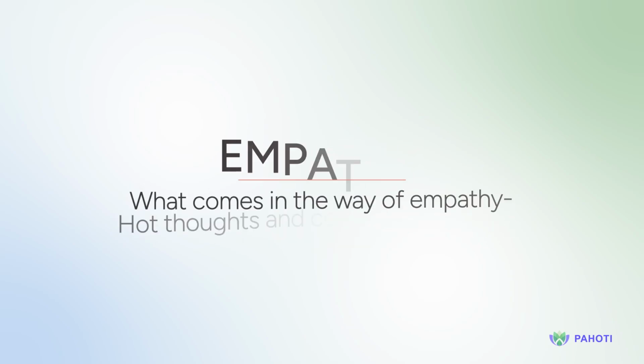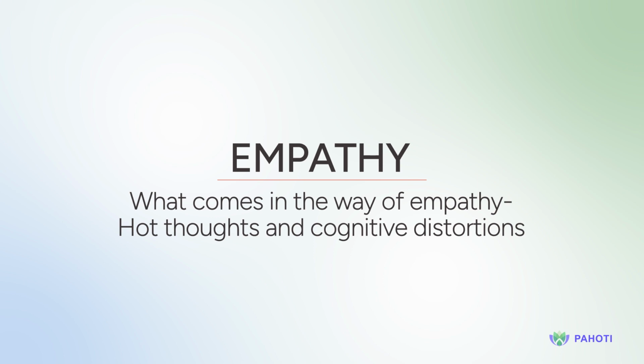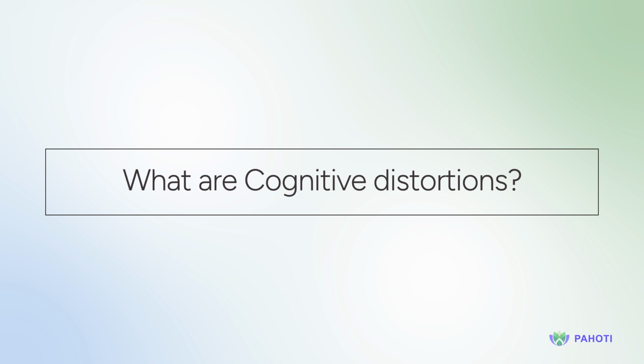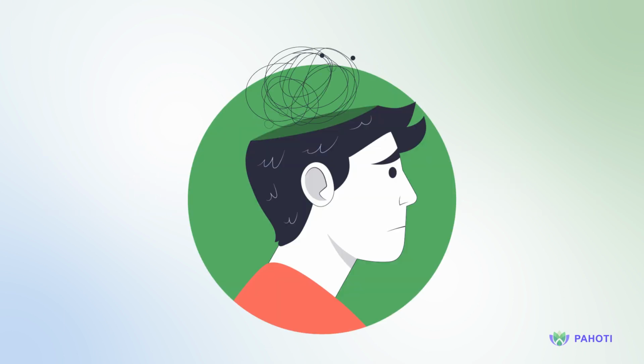What comes in the way of empathy, hot thoughts, and cognitive distortions? What are cognitive distortions? Cognitive distortions are errors in our beliefs or views about how the world really is.